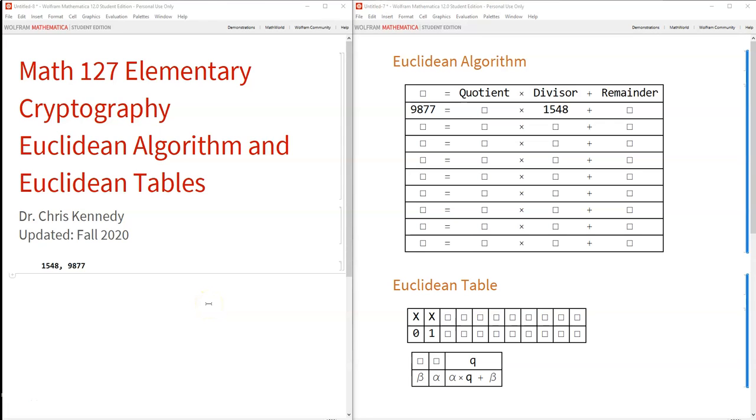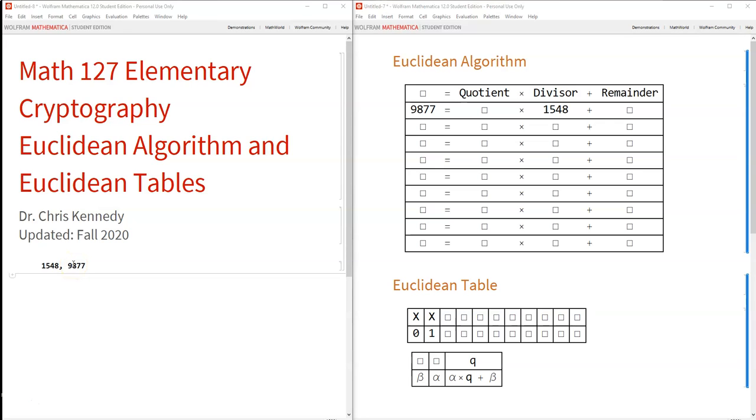The purpose of this screencast is to demonstrate how to execute the Euclidean algorithm for finding the GCD of two numbers and then use the results to find the modular inverse of a value when appropriate. While most of this can be automated in Mathematica, our purpose here is to show the required steps and computations. To begin with, we will find the GCD of two reasonably large numbers, namely 1548 and 9877.